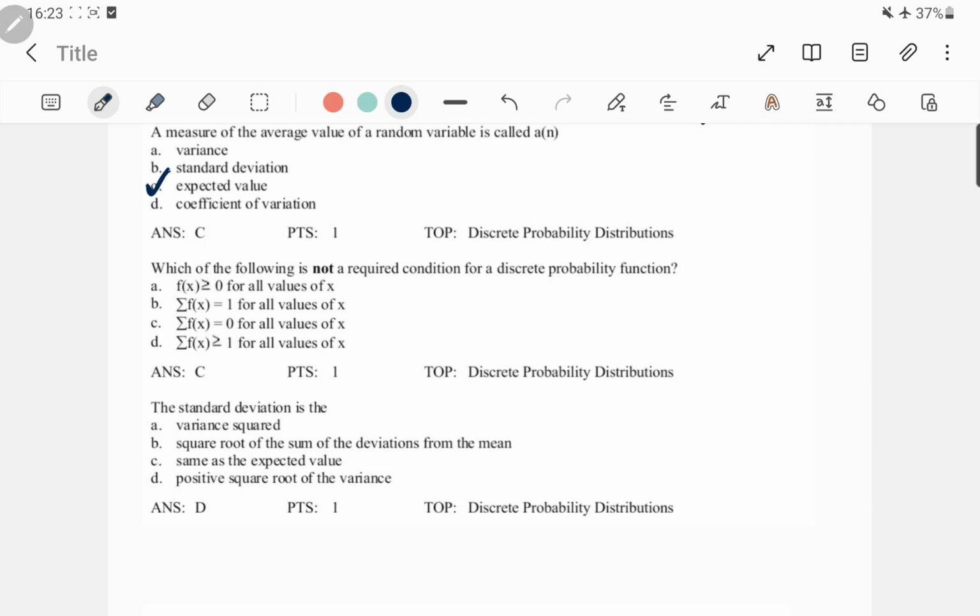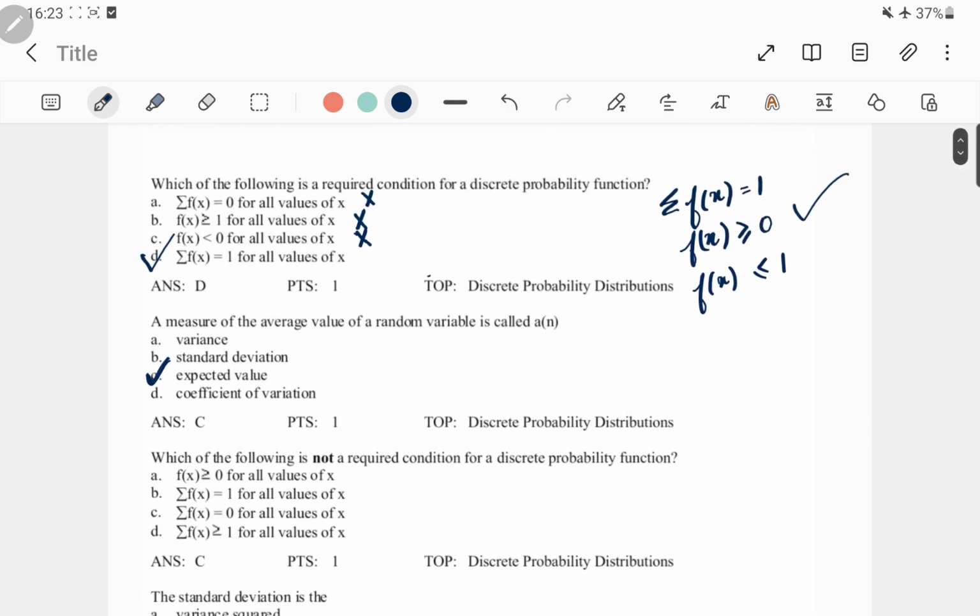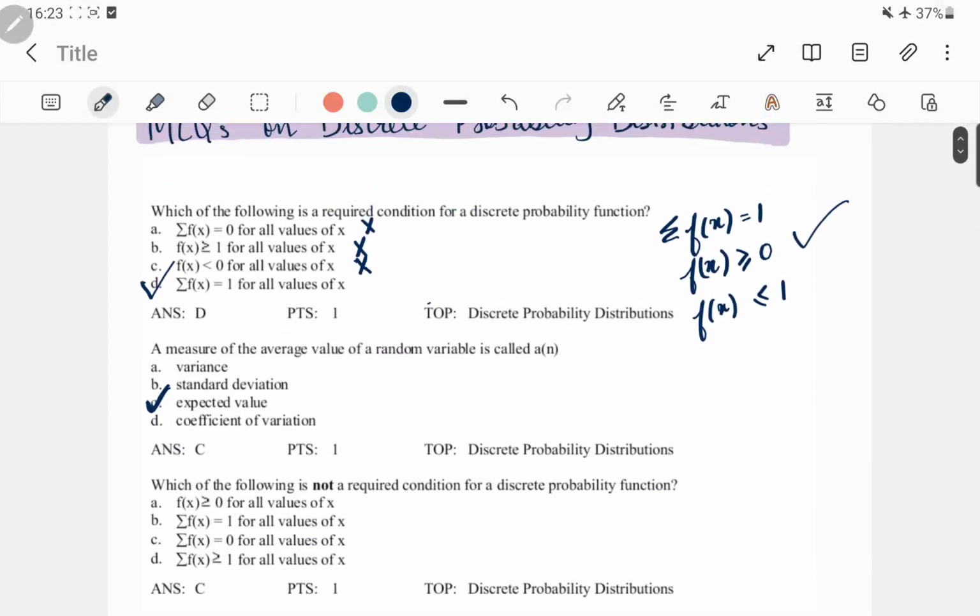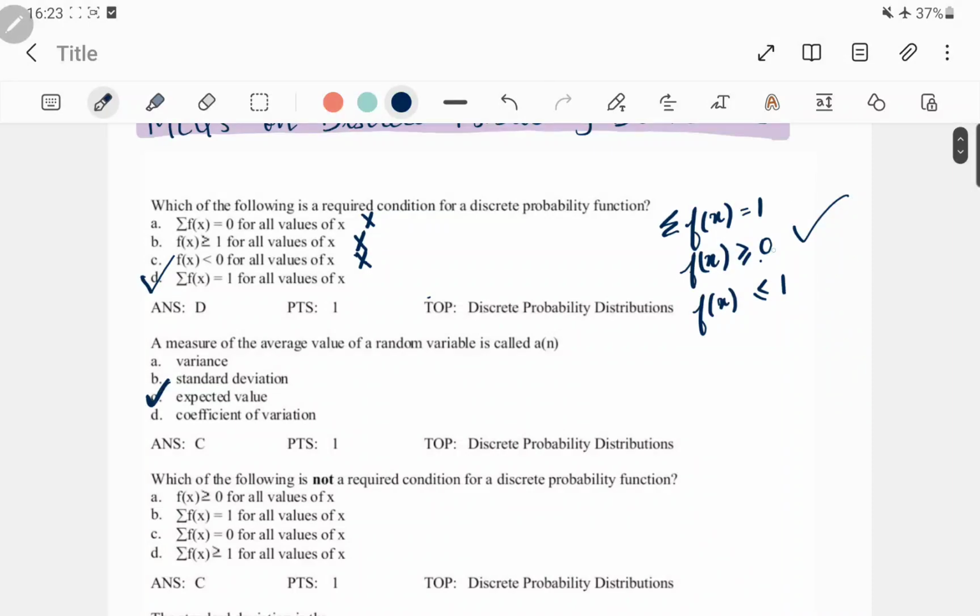Okay. Next up, which of the following is not a required condition? So the first one is true as discussed before. If we look back here, f(x) is greater than or equal to 0. This is the right one. Summation of f(x) is equal to 1. This is also correct. Summation of f(x) is equal to 0. This is wrong. Okay.